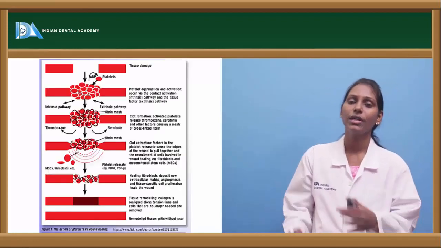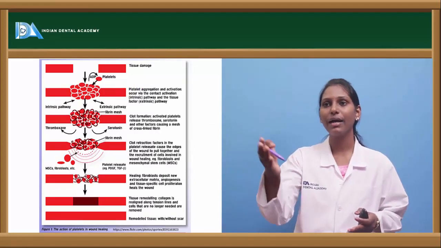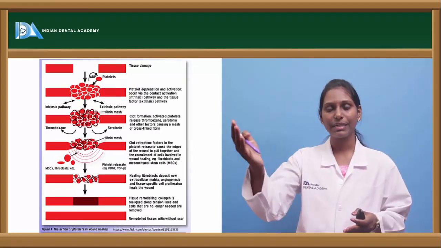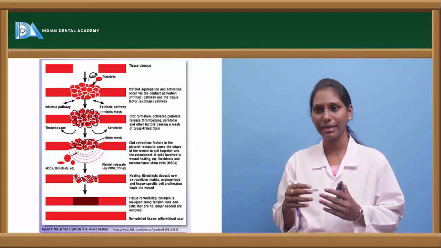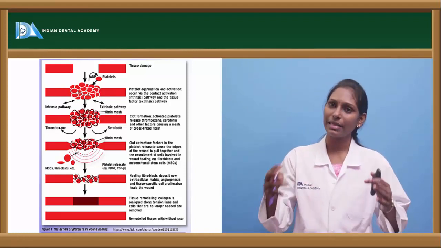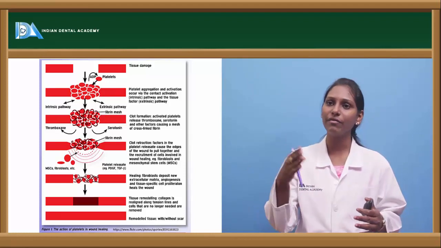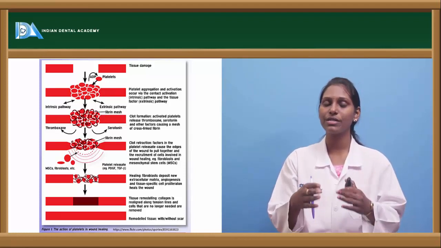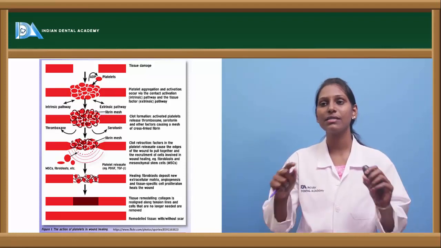Now, in this flowchart, we can see that immediately after tissue damage, platelets are present and have aggregated there, with addition of platelets through aggregation. The intrinsic pathway and extrinsic pathway cascade starts, the coagulation cascade forms a fibrin mesh, and with this formation of fibrin mesh there is release of thromboxane and serotonins.